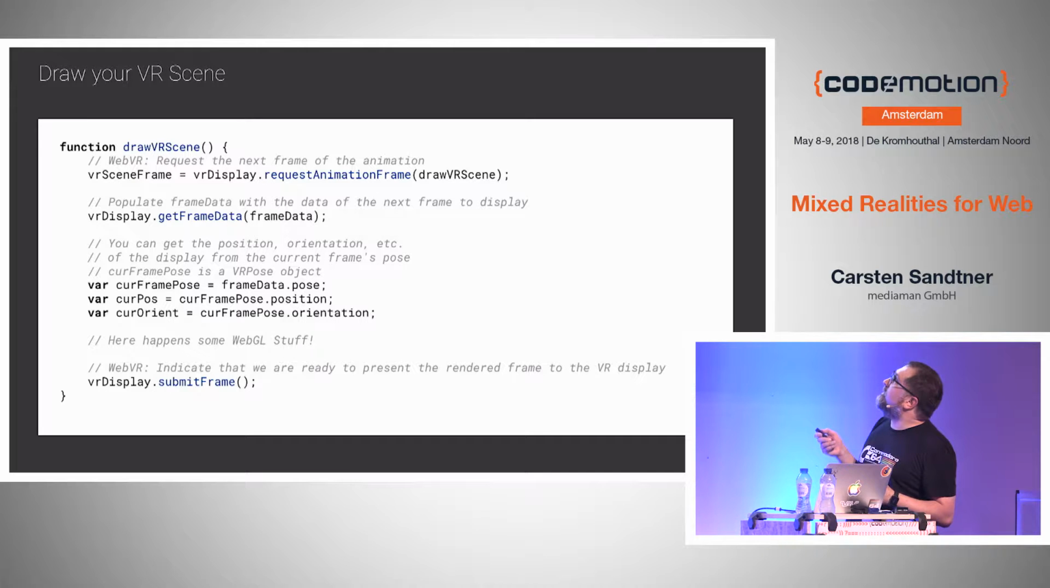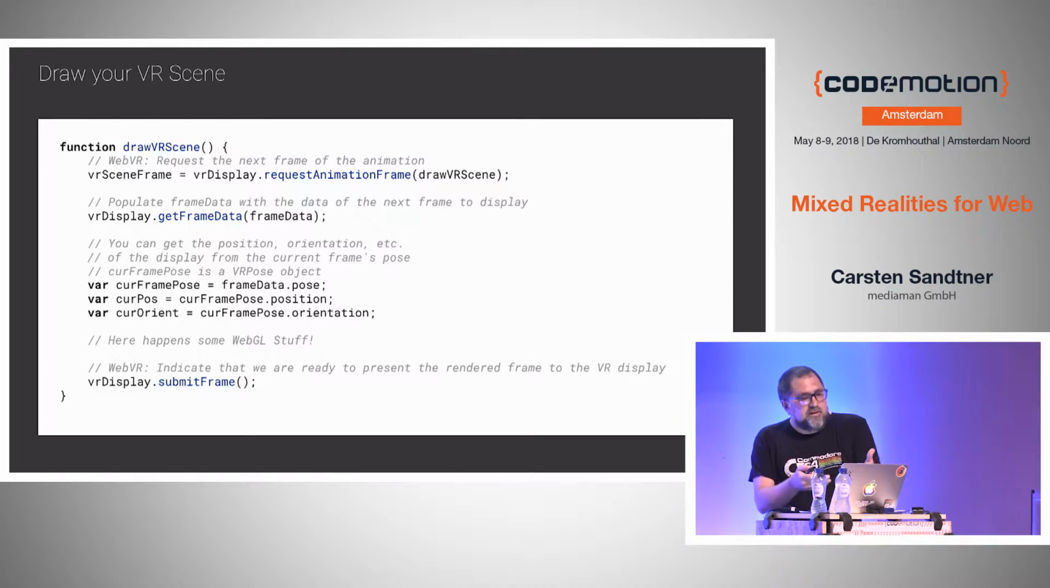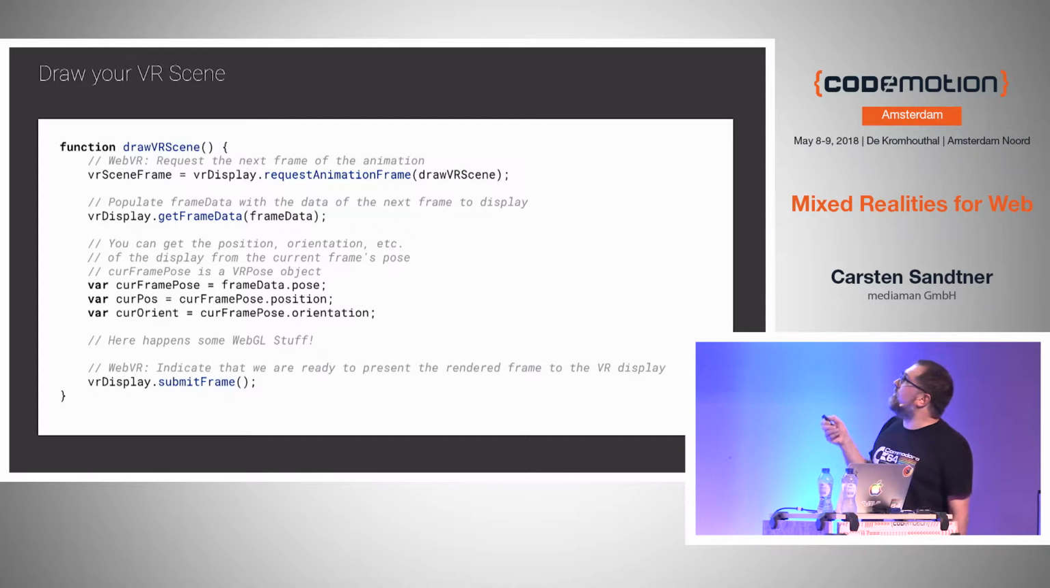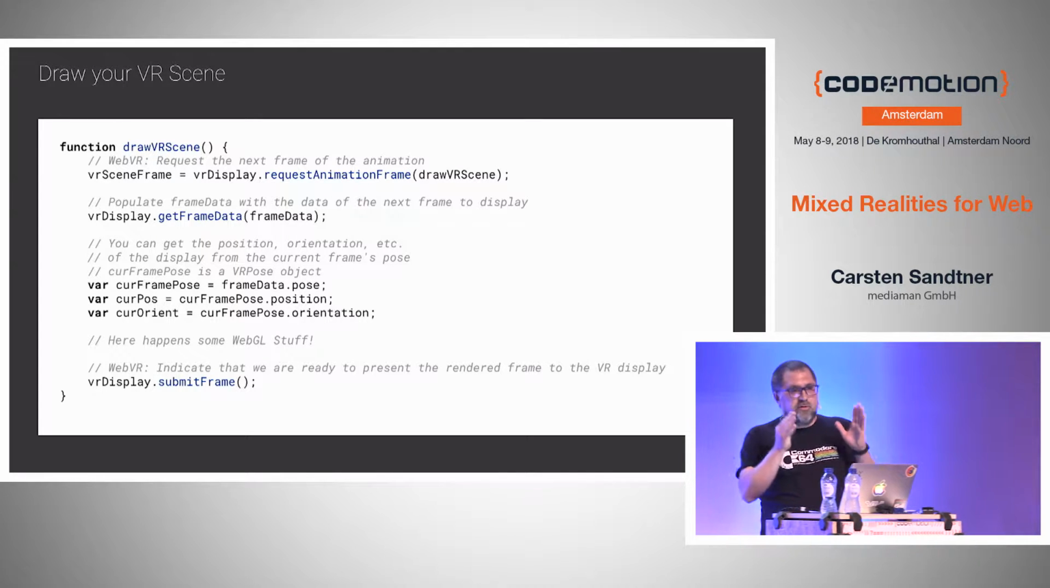And now you get from your display the frame data. So this populates the frame data with the current data. The hardware is telling the computer, here I am, this is my positioning. And you could get the positioning sensor and your current frame position, the position for the current frame.